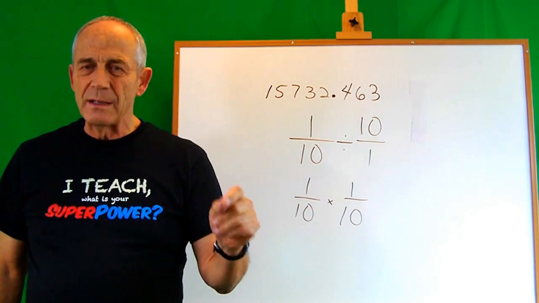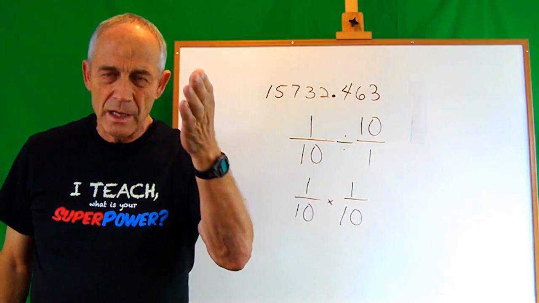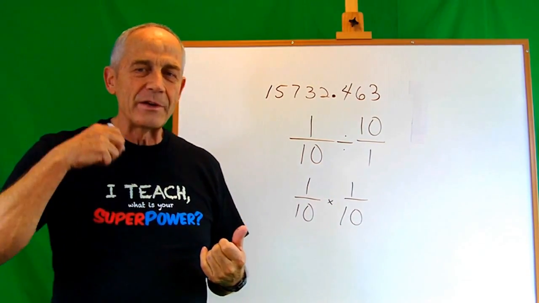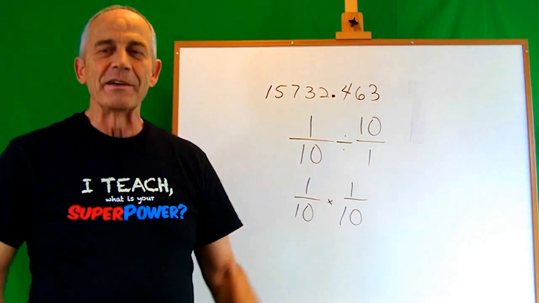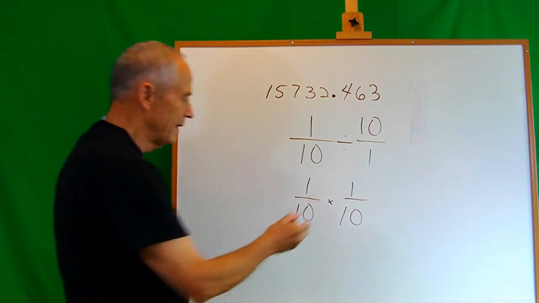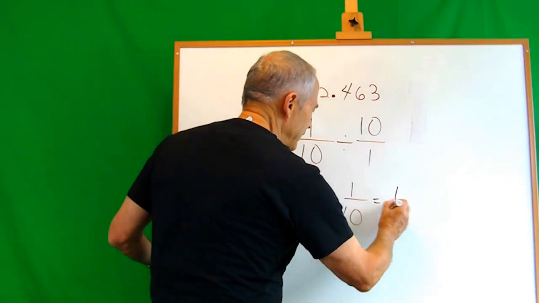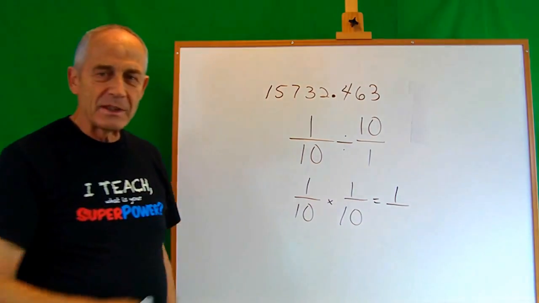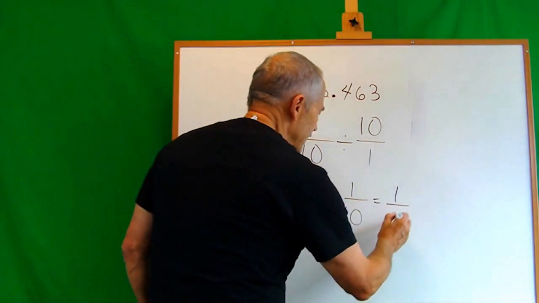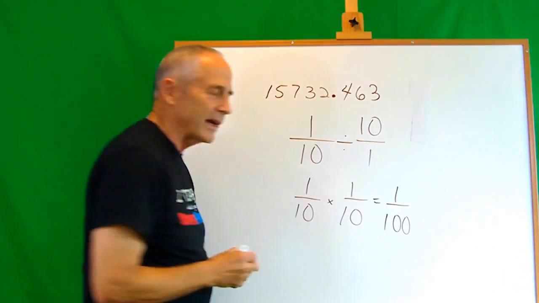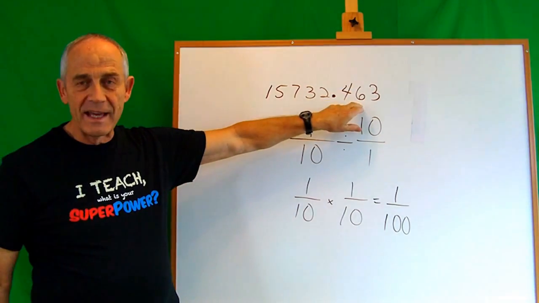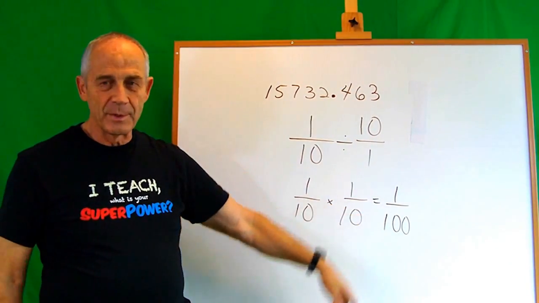The numerator times the numerator equals the numerator. The denominator times the denominator equals the denominator. Okay, so 1 times 1 equals 1. 10 times 10 equals 100. Okay, this was the 10th place. This then is the 100th place.